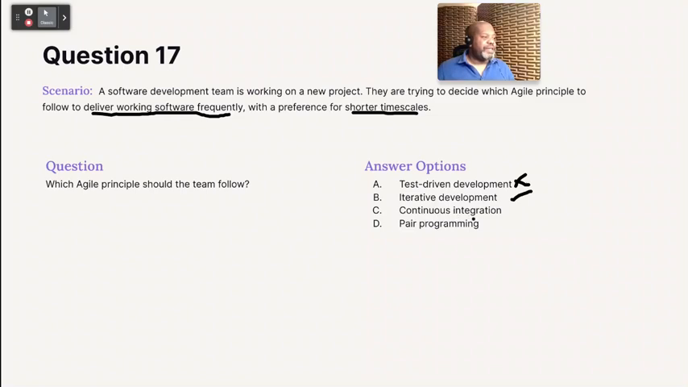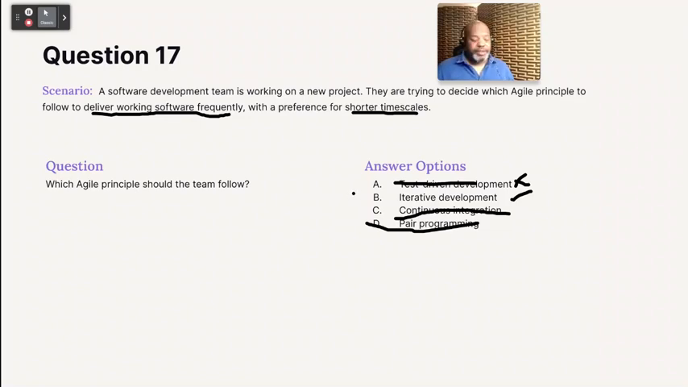Continuous integration is when you're loading the test scripts into the software. So you've done the test-driven development, and now we're loading them. That's the continuous integration. And then pair programming, that's just getting a buddy. Let's work together as a team. So all of these are about test scripts, or coding. So I like iterative development.